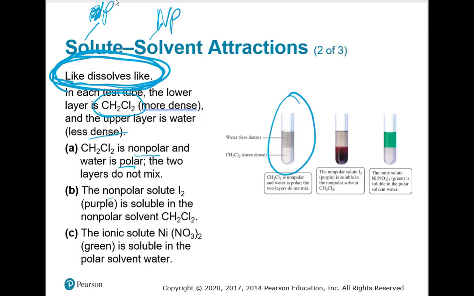Let's look at B. We have a nonpolar solute, iodine, which is purple, and it's soluble in the nonpolar solvent CH2Cl2. So these two would mix. Letter C, the ionic solute nickel nitrate, which is green, is soluble in the polar solvent water. If it's soluble, that means it must also be polar. So nickel nitrate is polar, and water is polar, so they will mix.